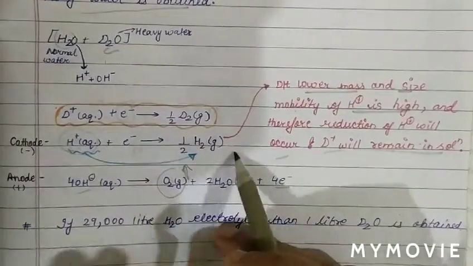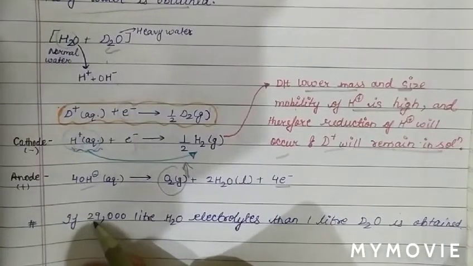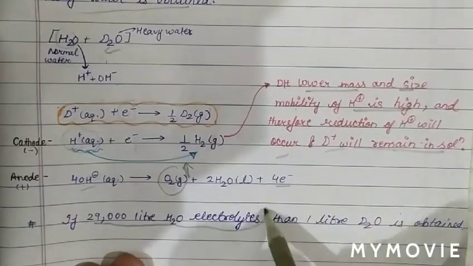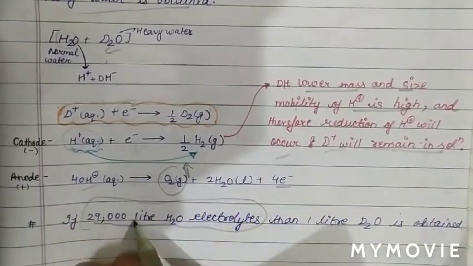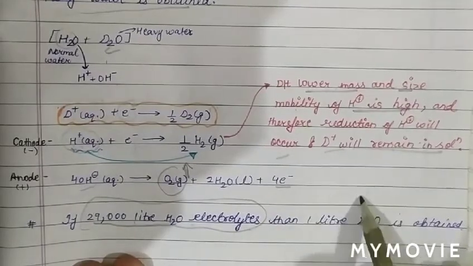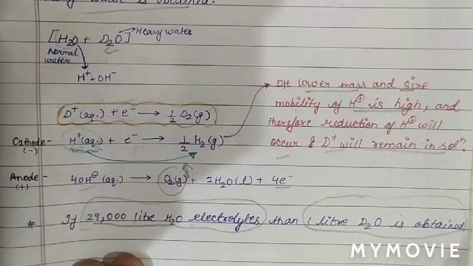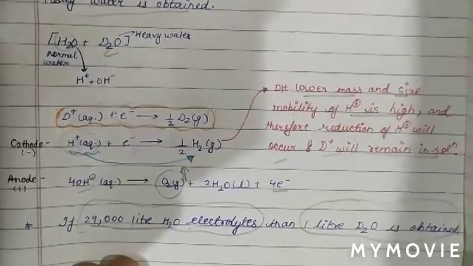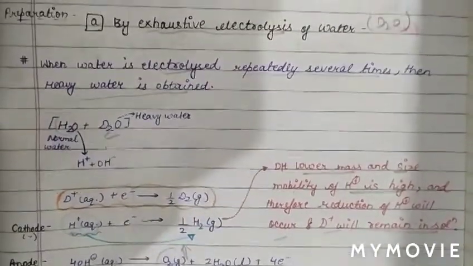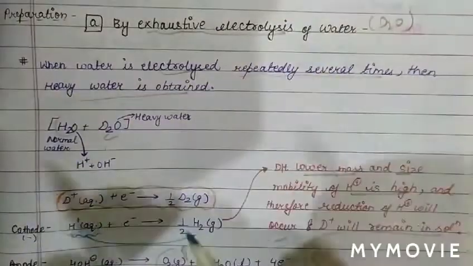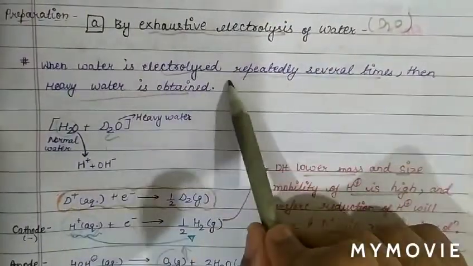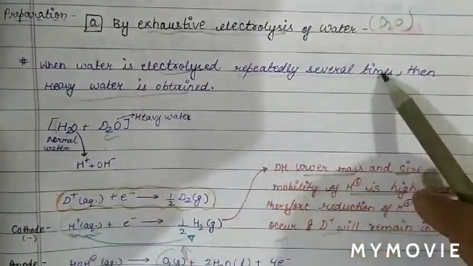So we know that if 29,000 liter H2O is electrolyzed, then how much D2O is obtained? 1 liter of D2O is obtained. So this is the method for getting D2O, heavy water, by exhaustive electrolysis. When water is electrolyzed several times, then heavy water is obtained.